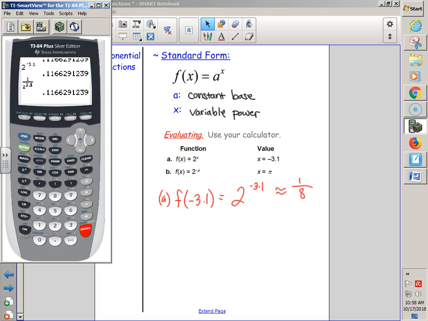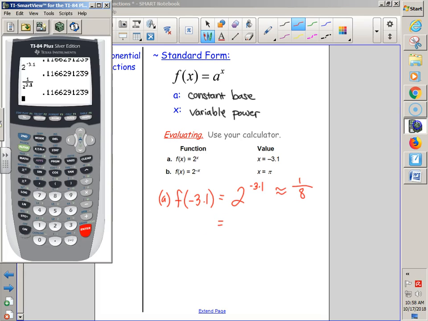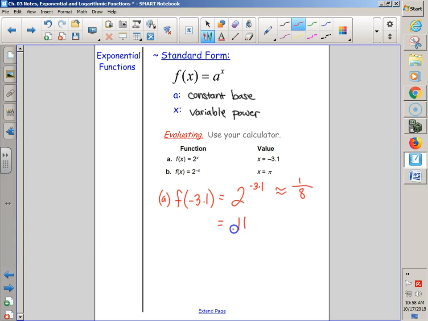So instead of 0.1666666, it's 0.116629, yada, yada, yada. So we'll go ahead and say, if we were doing the decimal form and not just the approximation, 0.117. That would be 3 decimal places.